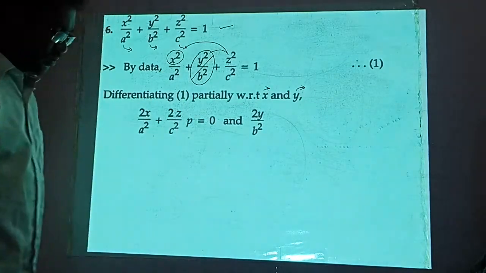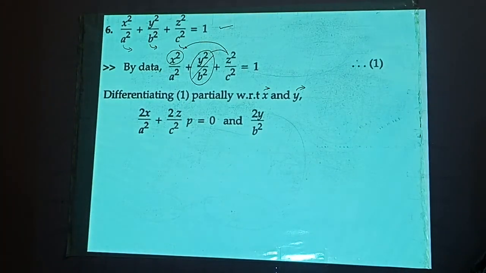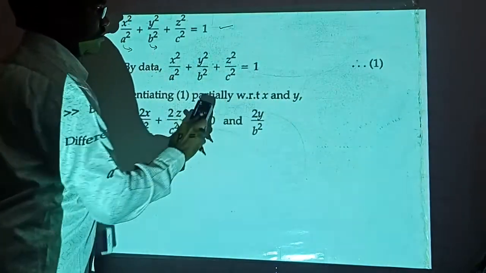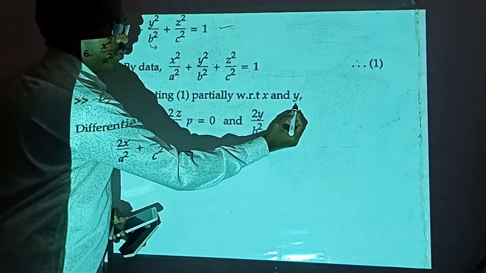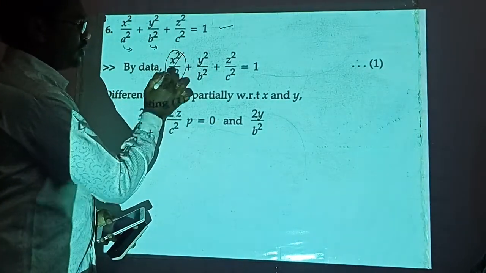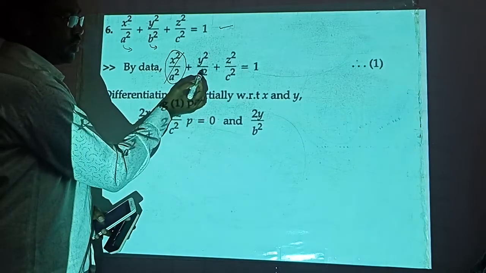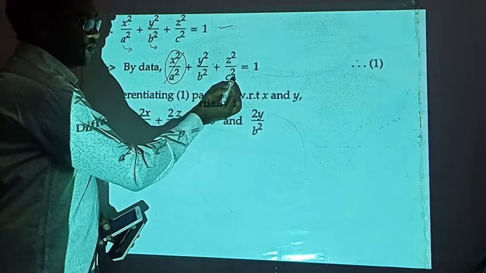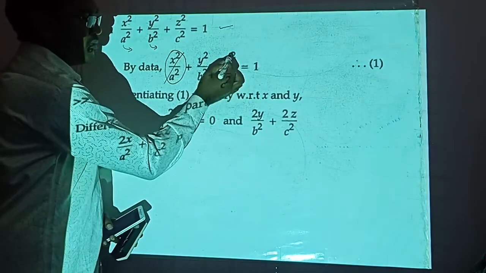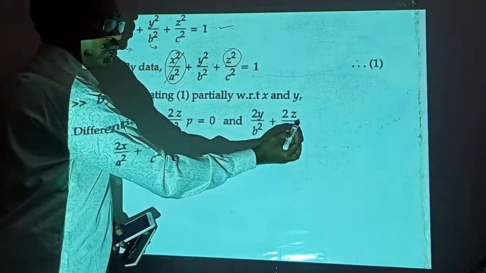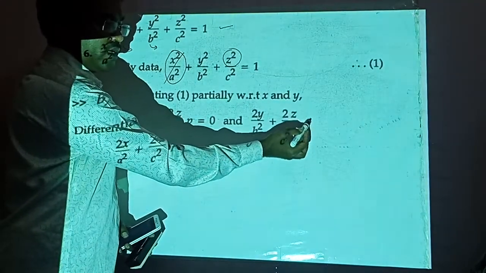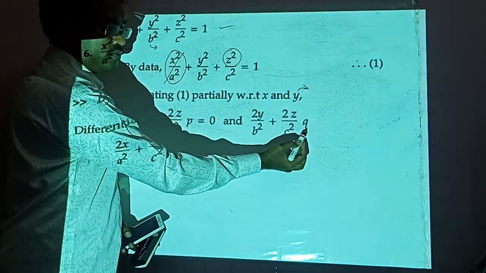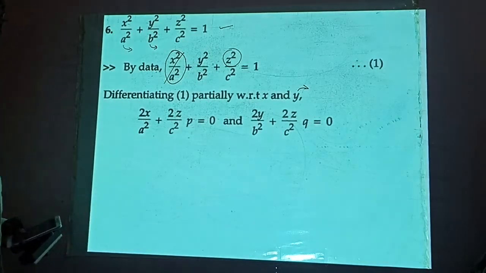If you differentiate partially with respect to y, this term will be 0, and b square is constant as it is. Differentiation of y square is 2y, plus divided by c square as it is. Differentiation of z square is 2z into ∂z/∂y, because we are differentiating with respect to y. ∂z/∂y is q, is equal to 0.